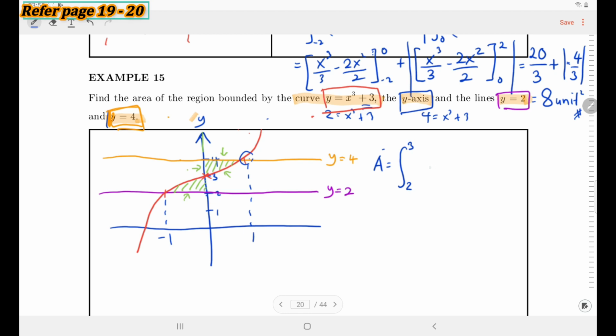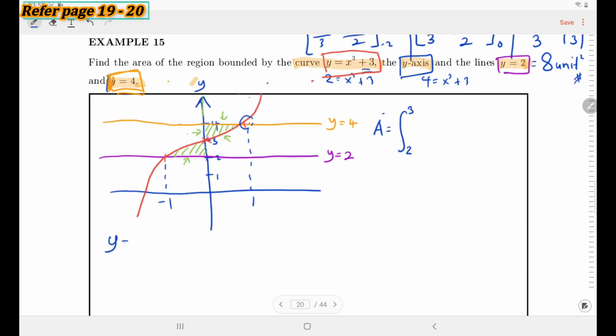So we haven't yet changed the function. The function here is y equals x to the power of 3 plus 3. So why must we change the function? Because here I want to find the area, and I want to integrate with respect to y, which is on the y-axis. So I must change the function of x into the function of y.